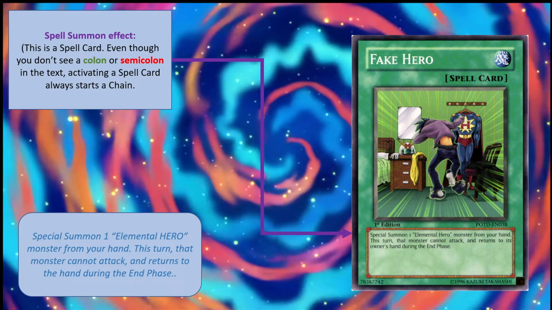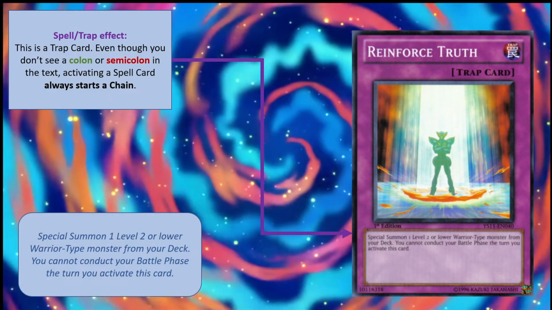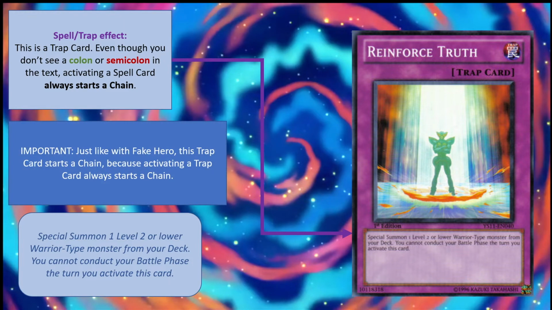Category 1 is literally just everything that opens the link for chaining. And this again applies to traps. So as always, this one here says special summon one level 2 or lower Warrior type monster from your deck. You cannot conduct your battle phase the turn you activate this card. So again, no colon, no semicolon, but that doesn't matter. Just like Fake Hero, this trap card starts a chain because activating a trap card always starts a chain. So traps and spells fall into the first category because they start chaining.